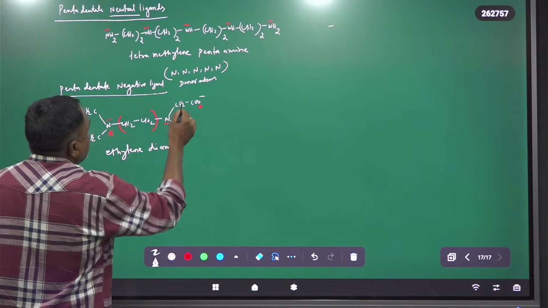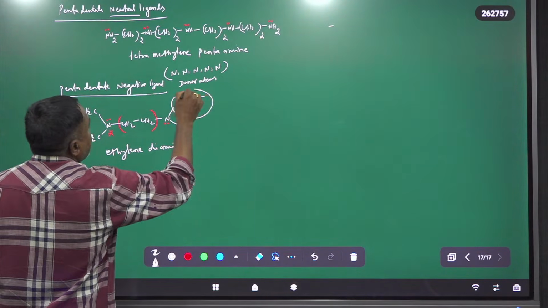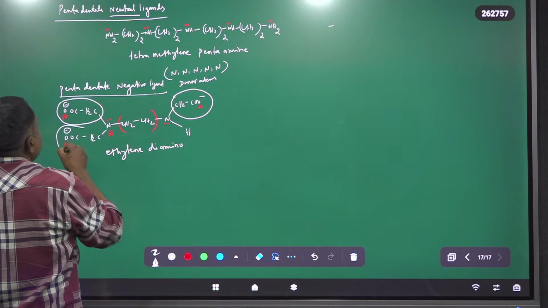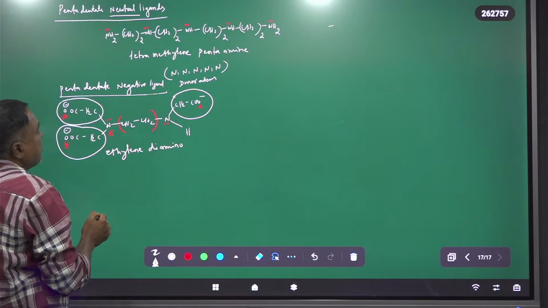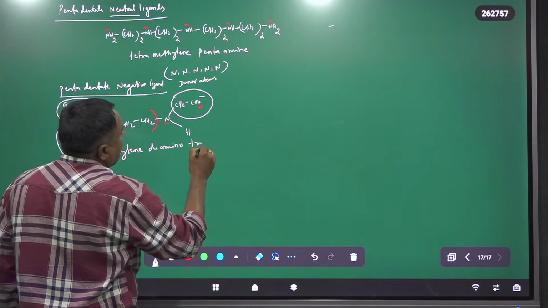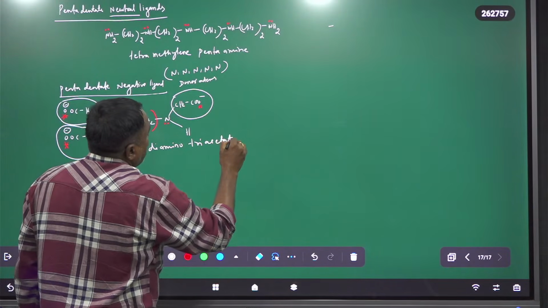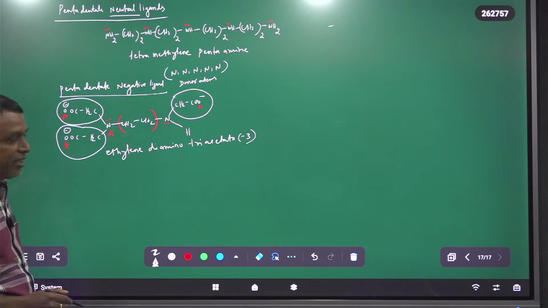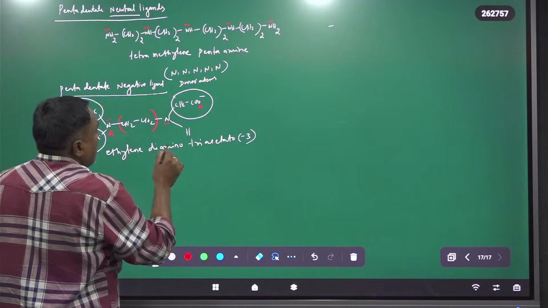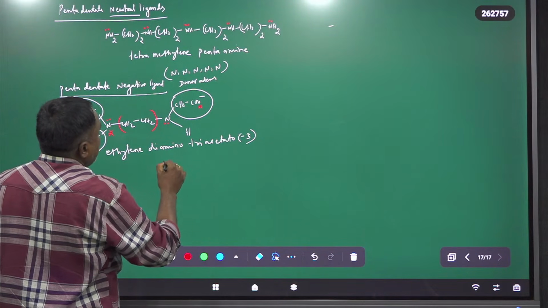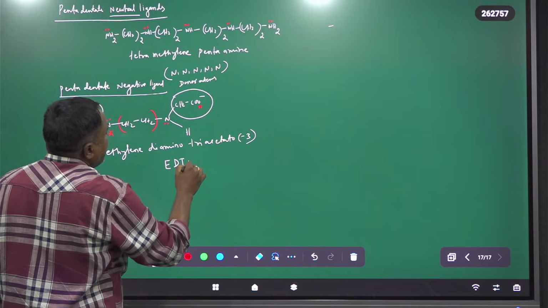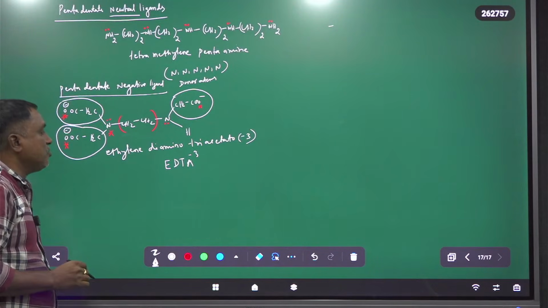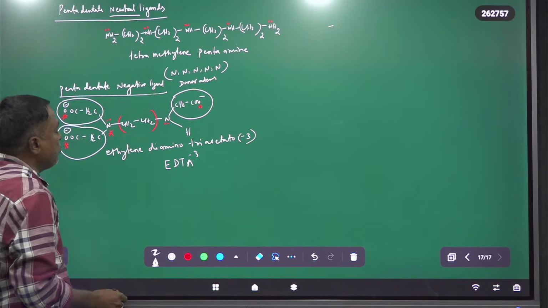Ethylene diamino. How many acetate groups now? This is the acetate, this is also acetate, and this is also acetate. So there are 3 acetates: ethylene diamino triacetate. How many negative charges? 3 negative charges. Therefore, ethylene diamino triacetate, EDTA minus 3. The abbreviation used in the complex compound is EDTA minus 3 now.